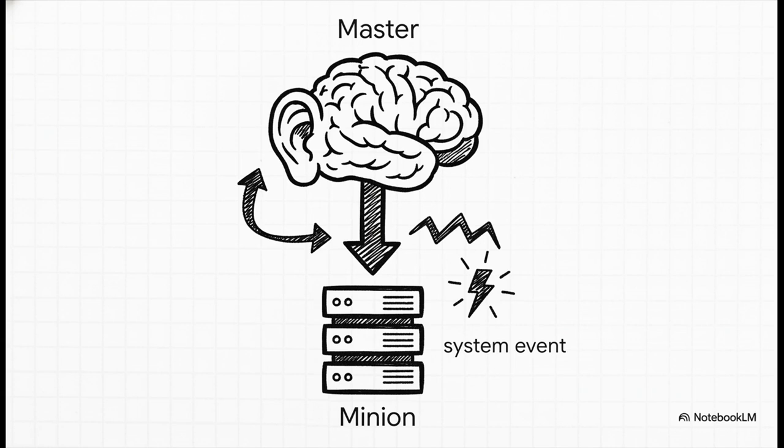Most automation tools, they're all about pushing commands out. And look, Salt does that exceptionally well. But its real magic is that it also listens. The minions are constantly aware of what's happening on their system, and they can send signals back to the master. This creates an incredible feedback loop.